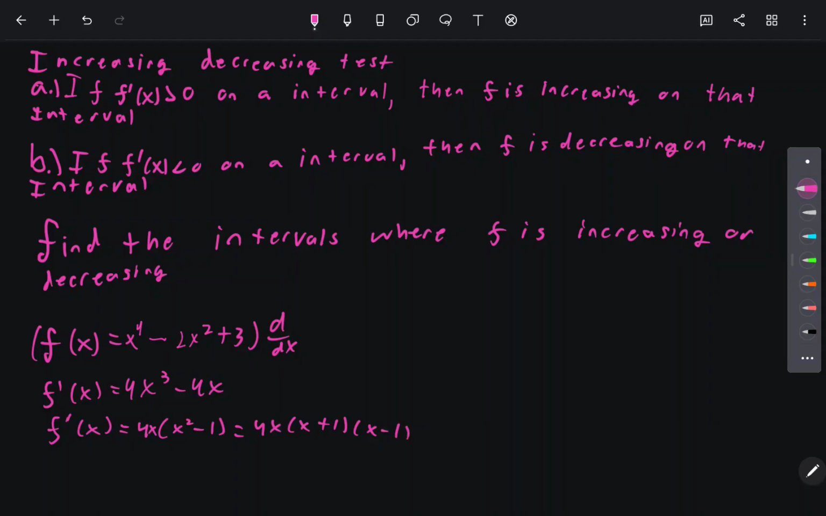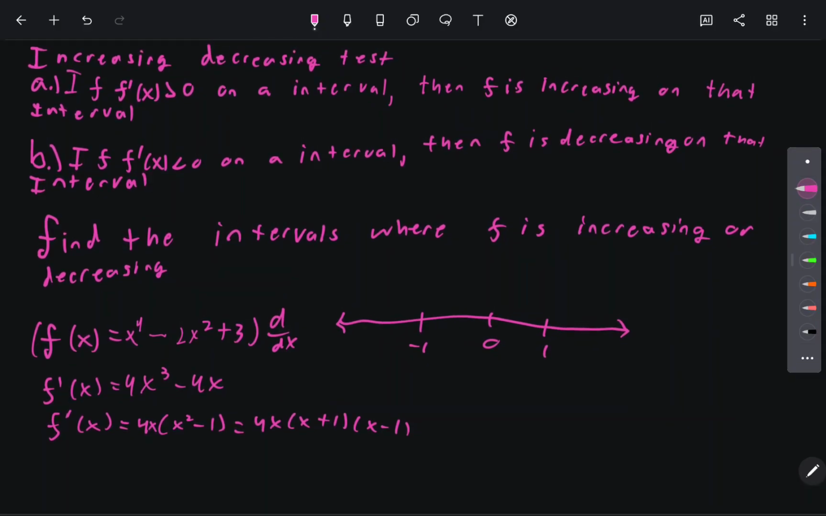Now you may remember from our last video that anywhere where f prime is equal to 0, that is a critical point, or possible places where there's maximums and minimums, but I'm kind of getting ahead of myself here. We're going to use these zeros to tell us a bit more information about the graph. So negative 1, 0, and 1. So all we have right now is this number line.